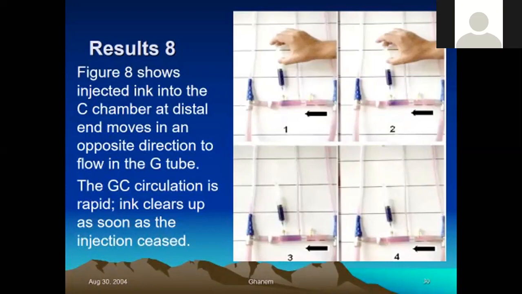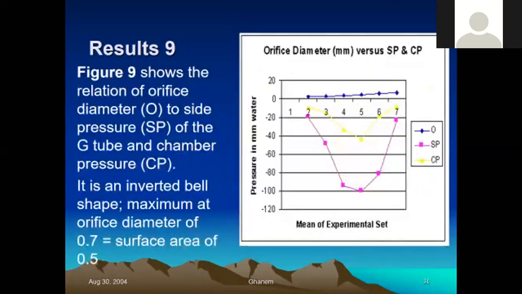This demonstrates the relation between the diameter of the inlet versus the side pressure and the chamber pressure. It is a bell-shaped curve with maximum negativity at 0.7 inlet diameter in relation to the tube diameter, which is equivalent to 0.5 surface area.